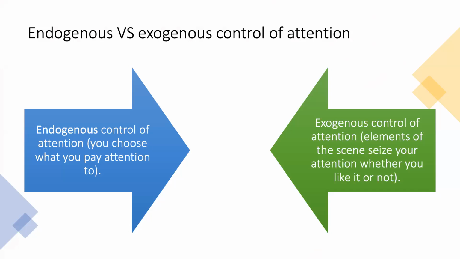Endogenous versus exogenous control of attention. Endogenous control of attention means you choose what you pay attention to. Exogenous control of attention means the elements of the scene seize your attention whether you like it or not.